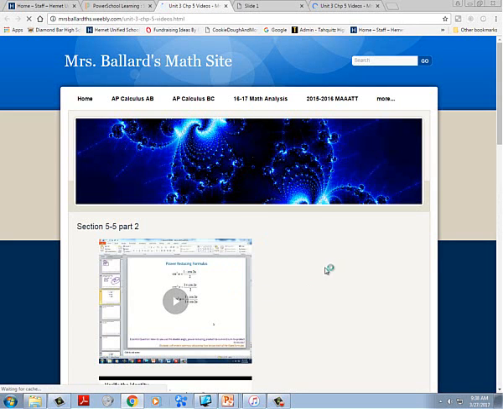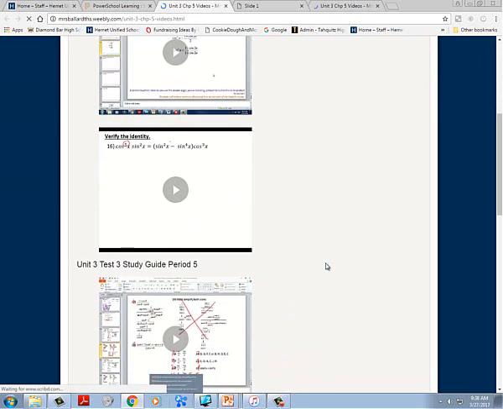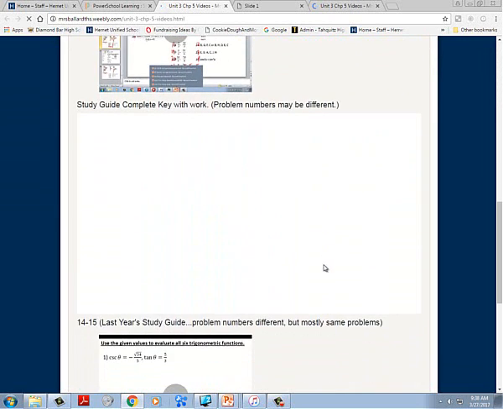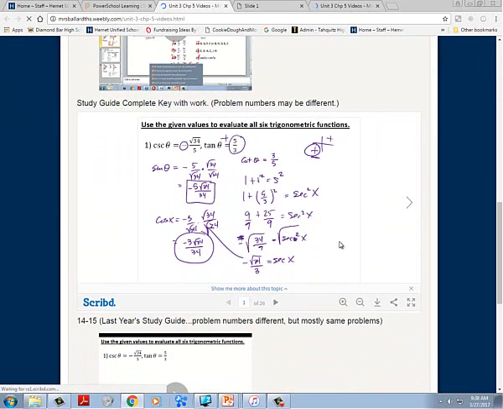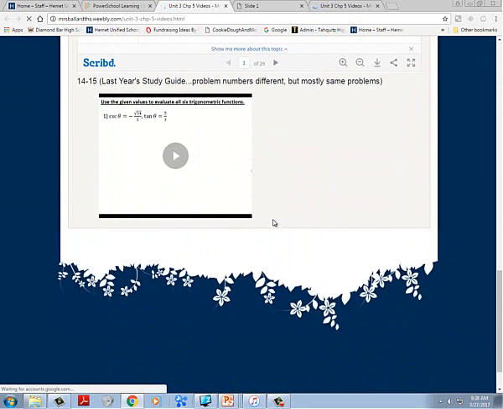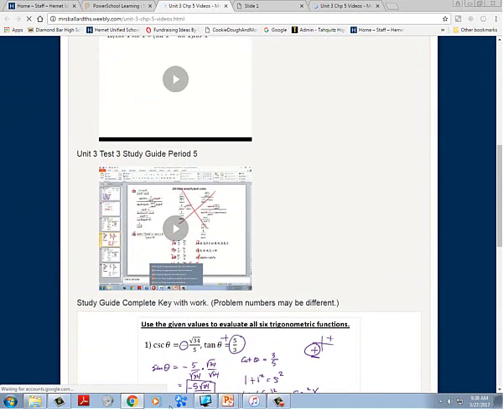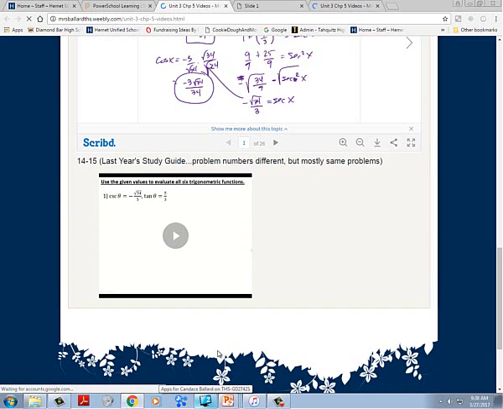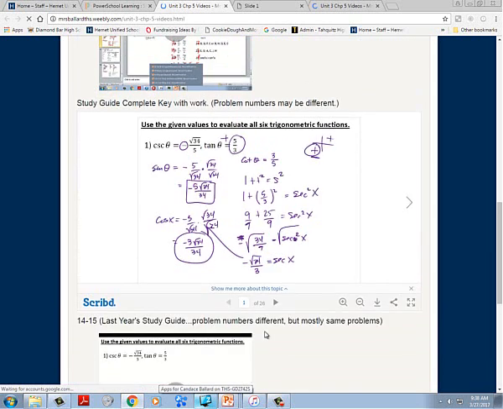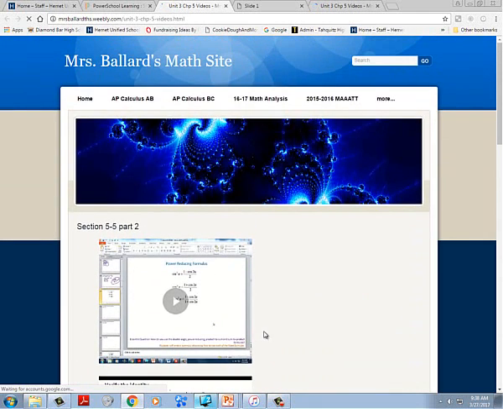So it takes you directly to the link of a page where there's some videos, okay? There's a complete key with the work, okay? Again, the numbers might be a little bit different, but the problems are all there, all right? And then there's another study guide video. So if you want the video version, you're probably going to find something. It might not be the right problem numbers, but you might find something there to help you out, okay? And then I will also post the videos from today.